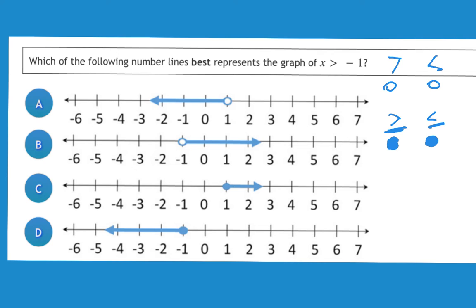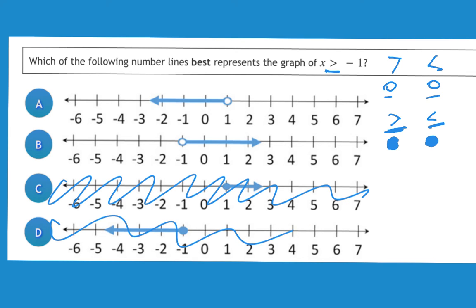So when we look right here, we can see right away that we're going to be dealing with hollow circles. So right away, that means we can mark out C and D because they had solid circles. Okay? Then I want you to notice that we're dealing with -1 and greater than. Well, if you notice, this arrow's going that way, this arrow's going that way, and we have -1 and greater than. So we're going to pick B as our correct answer.